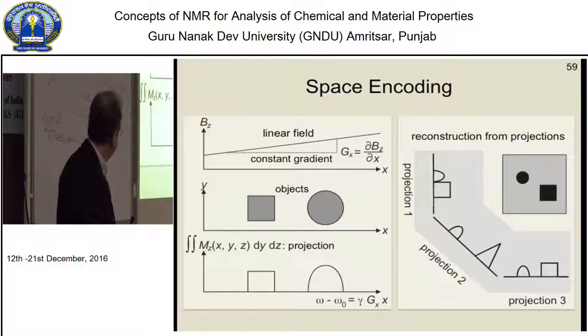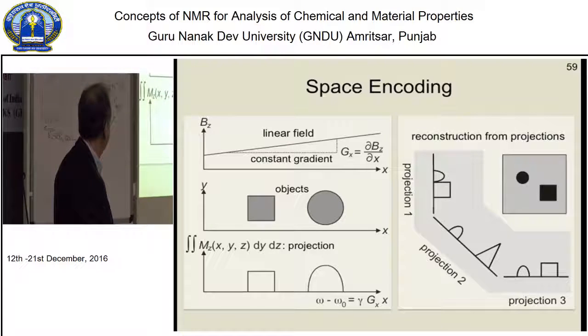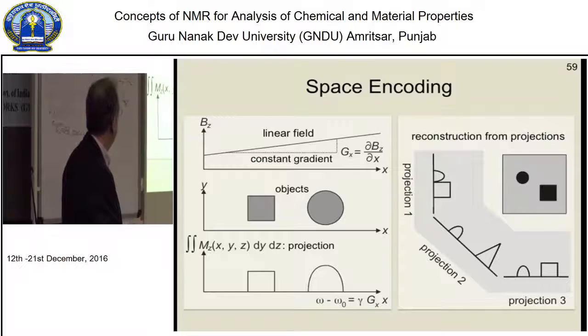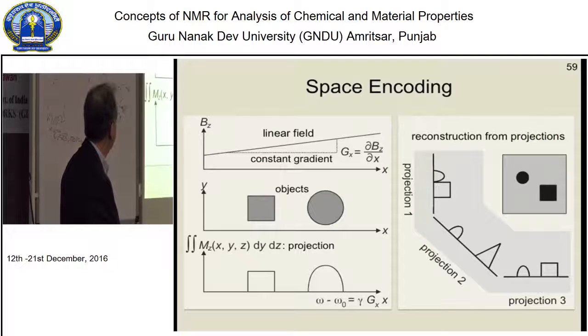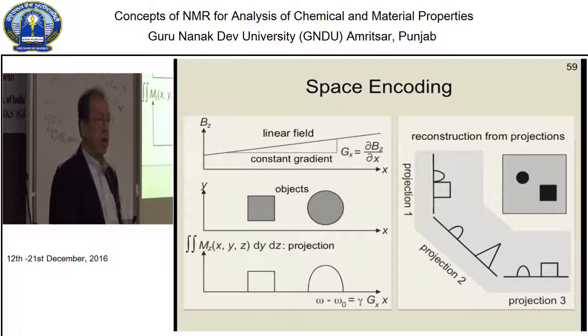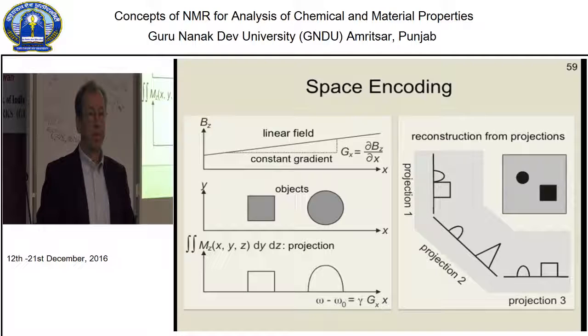And the resultant signal is proportional to the magnetization as a function of x, y, and z, if we take the third dimension into account, and we integrate over the directions where the magnetic field does not vary. So we integrate over y, this integral dy, and the z direction not shown, and we are left with a function that only depends on the variable x. And that is what mathematicians call a projection.